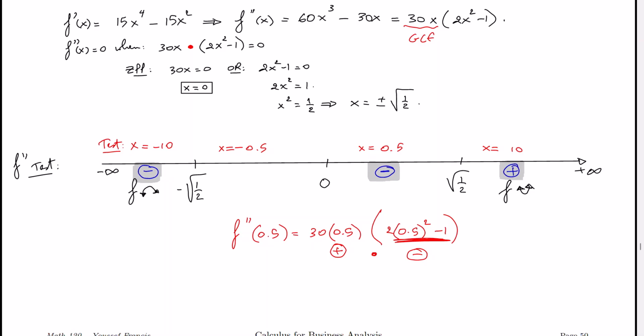And similarly, you can test the last interval and you'll determine that the second derivative here was going to be a positive amount at the end.